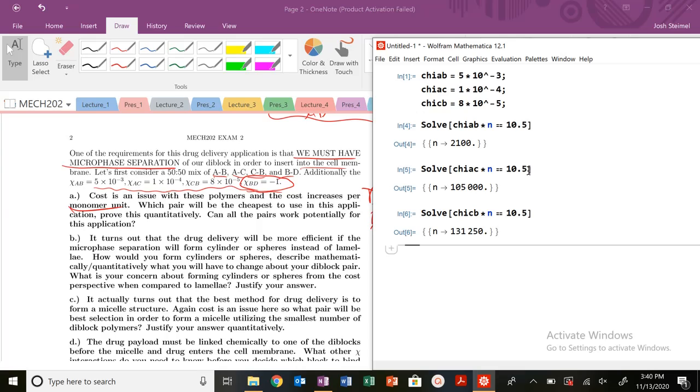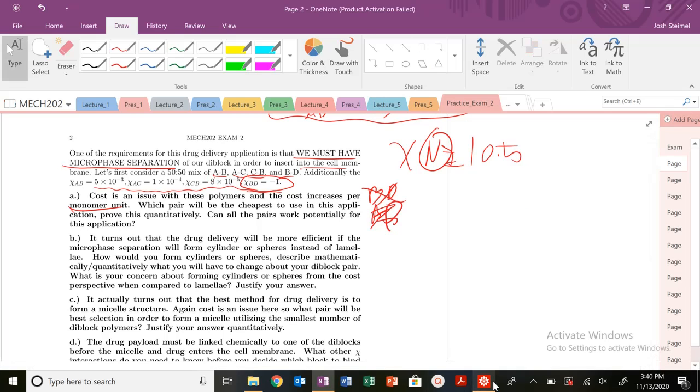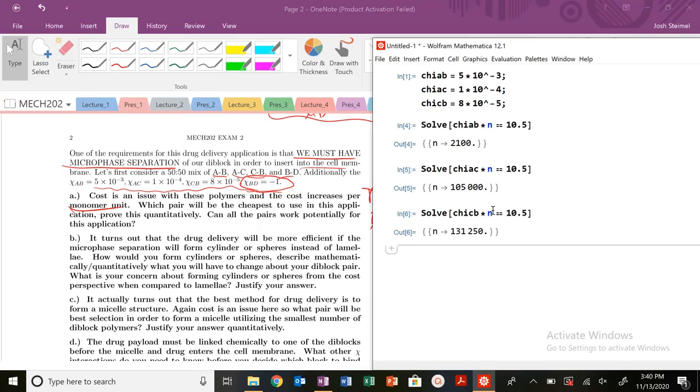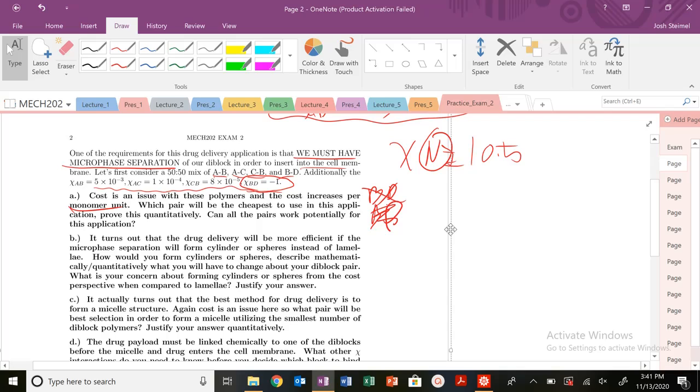So that's going to cost the least. Then this is the next one and the next one. Look, this is the lowest value. You always want to have a high level understanding, right? This is a very low value of chi, so I need more n. I need more of these unfavorable interactions in order to phase separate. Whereas here, where the chi value is larger, I just need 2,100. So the cheapest one will be chi AB. That's going to be our answer, and BD will not work ever. So AB is our answer here.